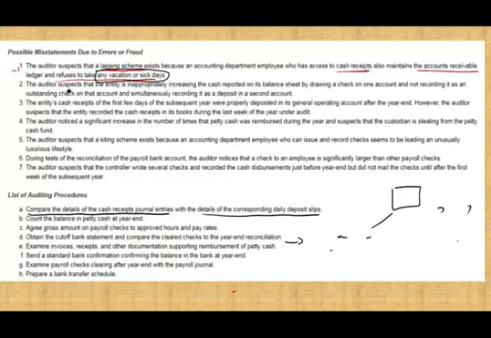2, the auditors suspect that the entity is inappropriately increasing cash reported in the balance sheet by drawing a check on one account and not recording it as an outstanding check on that account, and simultaneously recording a deposit in the second account. This is basically check kiting we talked about in the session, and we looked at an example.